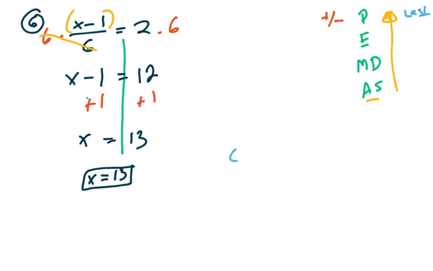So to check our answer, we plug in 13. So 13 minus 1 divided by 6. Does this equal 2? Well, 13 minus 1 is 12. So this is 12 divided by 6, which is 2. So this one works.